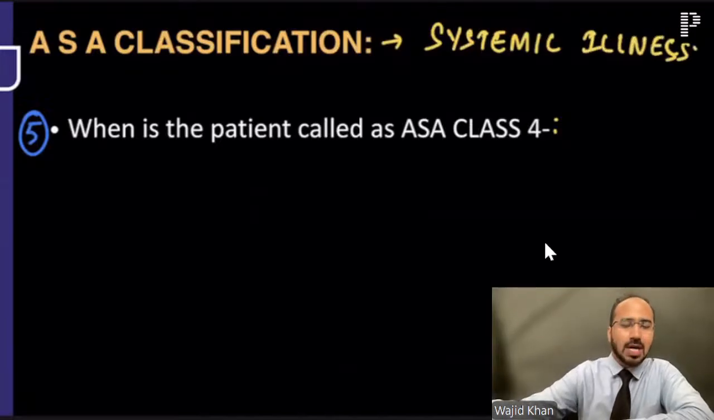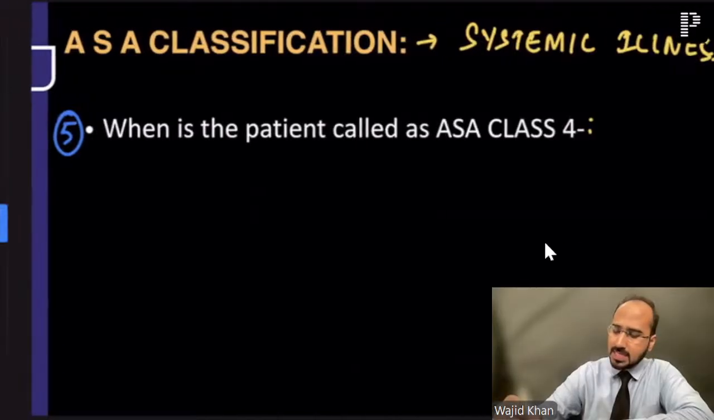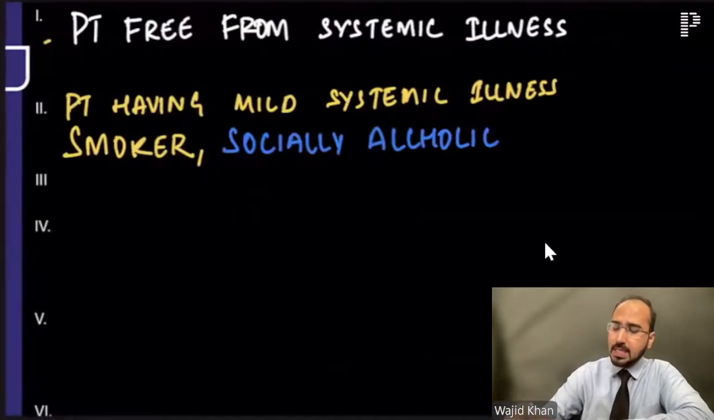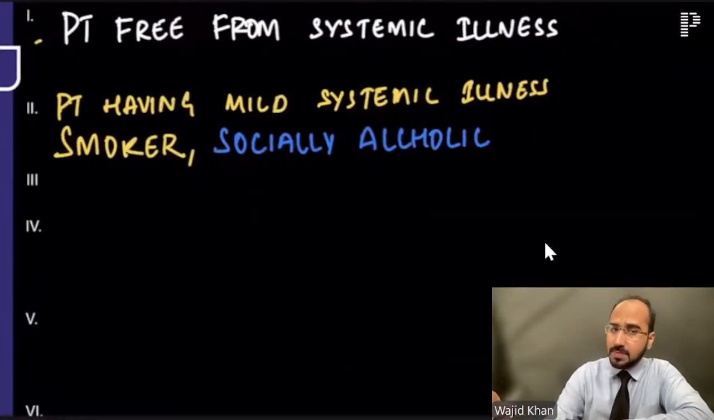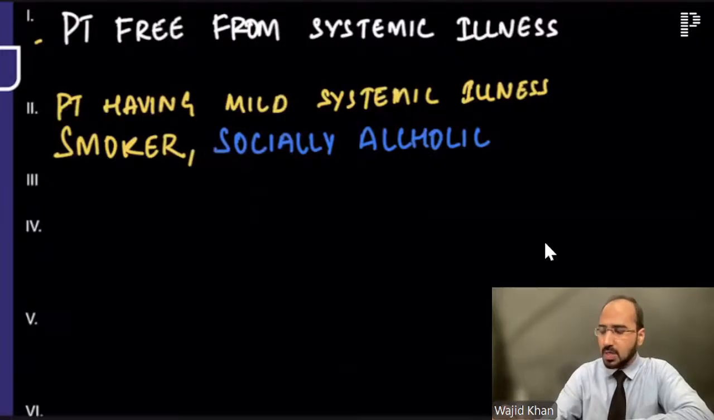If the patient is not having any systemic illness, यानी कि वो belong करेगा ASA class 1 को. That patient belongs to ASA class 1. ठीक है? So ASA class 1 means patient free from systemic illness. ASA class 2 means patient having mild systemic illness. Patient having diabetes, which is well under control, it is class 2.